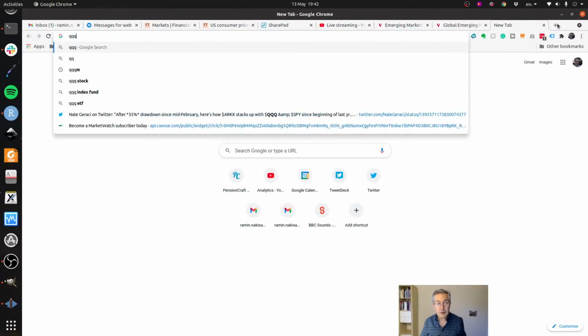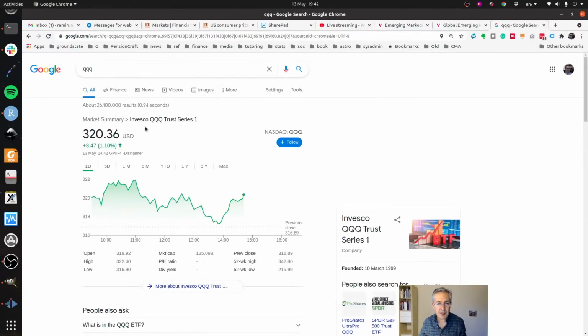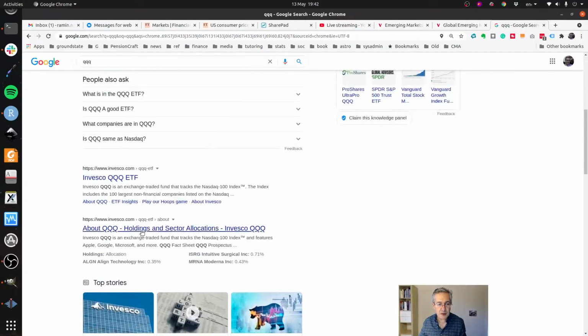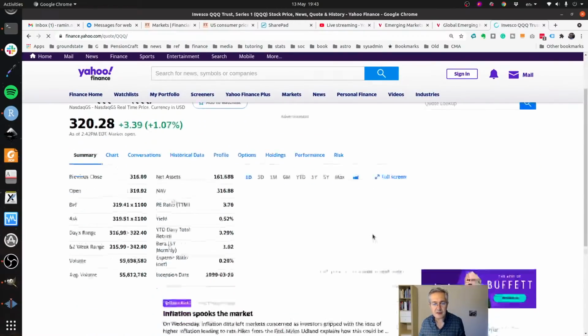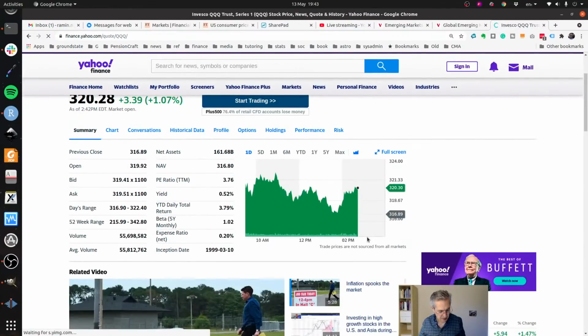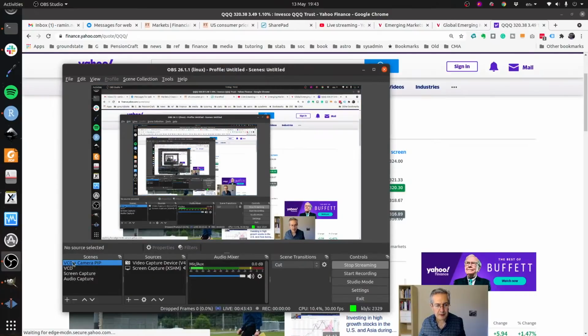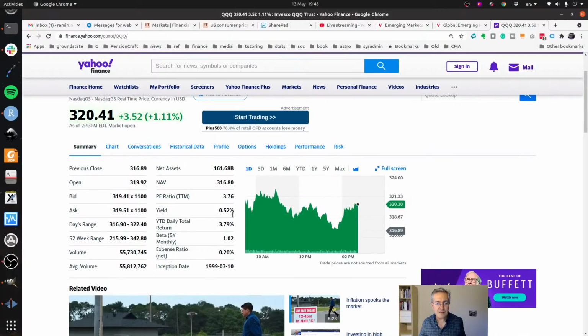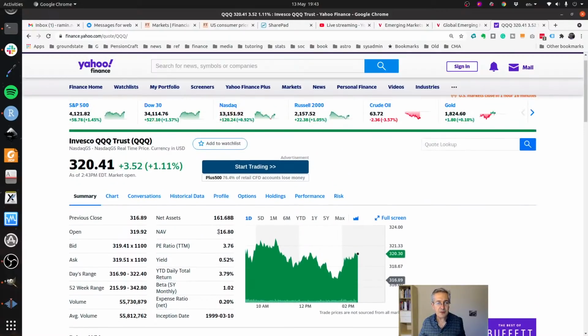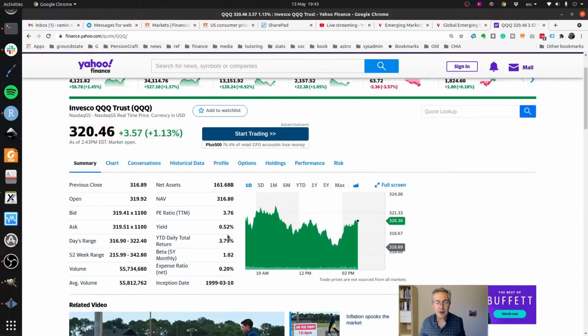So let's have a look at QQQ, and we'll have a look at the dividend yield for QQQ. Let's have a look on Yahoo Finance. And am I sharing? Oh, yes, I am. Good. Okay, and we can look at the dividend yield, which in this case is 0.52%. So very small dividend yield for this NASDAQ tracker. So wouldn't it be great if you could buy NASDAQ but have a yield of, say, 3 or 4%? How could we do that?